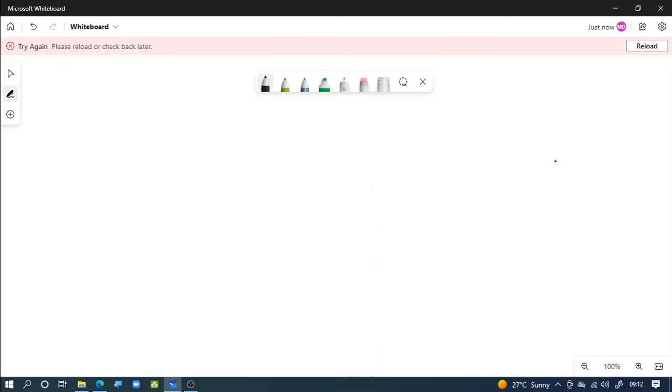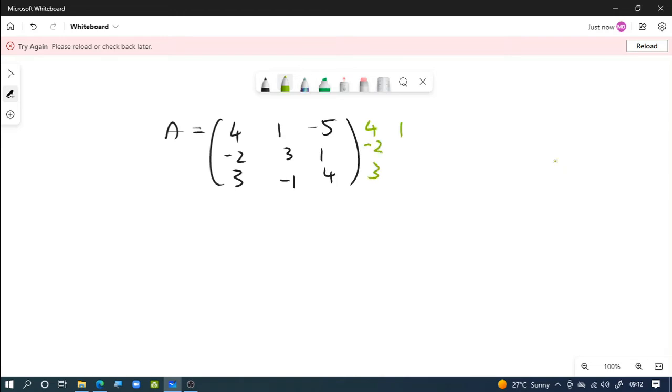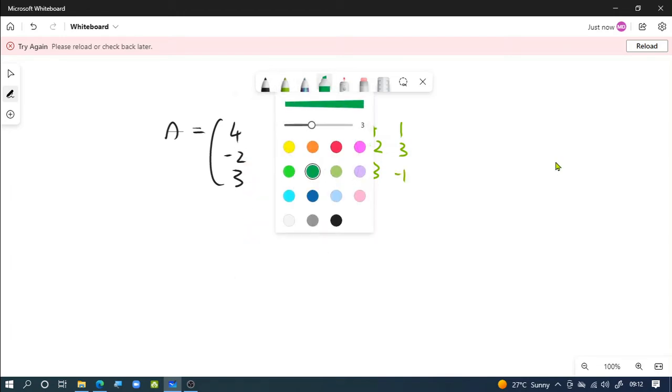So let us consider an example. The first thing to do is to copy the first 2 columns. Next, you consider the main diagonals.